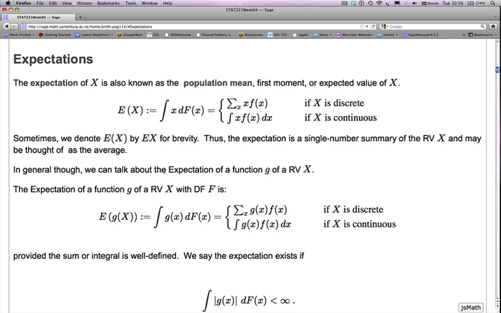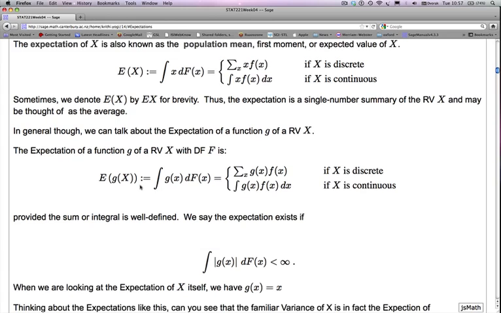Sometimes we denote E of x by Ex for brevity, for shortness of notation, where we ignore the parentheses. Thus, the expectation is a single number summary of the random variable capital X and may be thought of as the average. So in general, though, we can talk about the expectation of a function g of a random variable x in the following way.